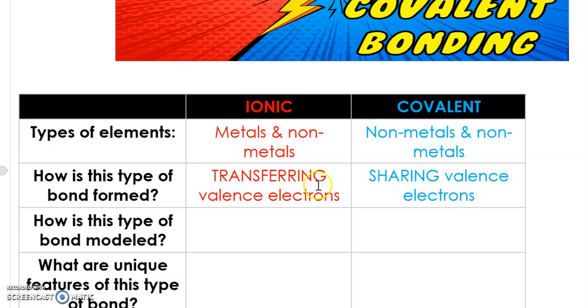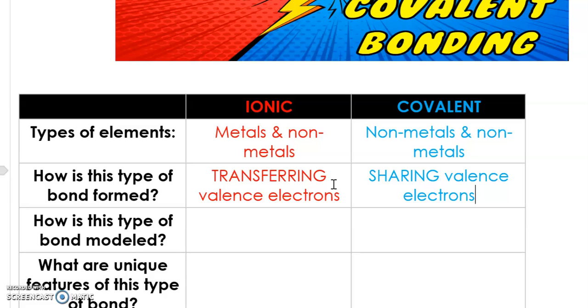So when I mean an atom is transferring electrons, it is physically giving one electron from one atom to another atom. So metals will give up their electrons and give them to nonmetals in an ionic bond. Whereas covalent bonds, because they're both nonmetals, they're not going to give up electrons. They can't receive electrons from other nonmetals. So instead, they share valence electrons.